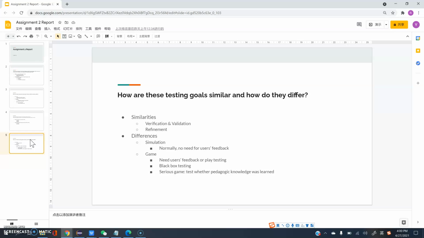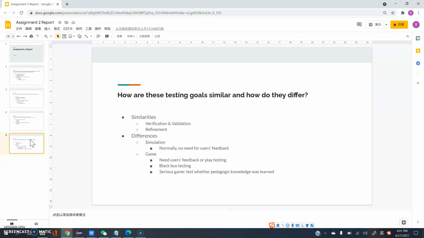But for the differences, when performing testing against the simulation, generally we compare the result from the simulation with our observations, and there is no need for users to be involved. But in testing the game design process, we need feedback from different users, so there are certain levels of user involvement.